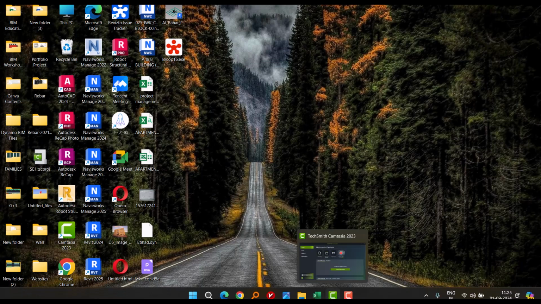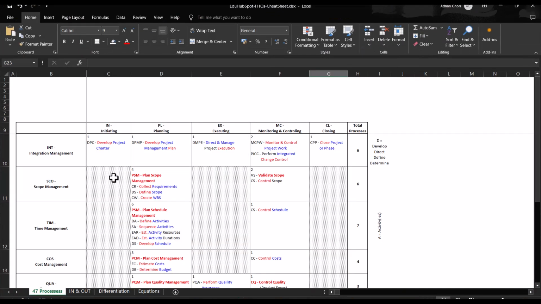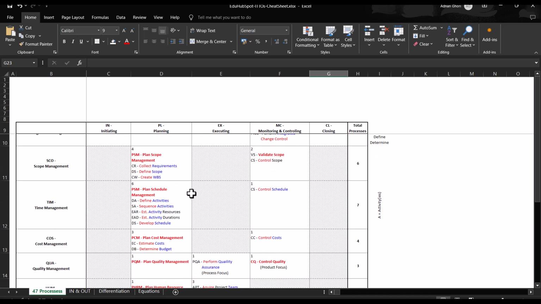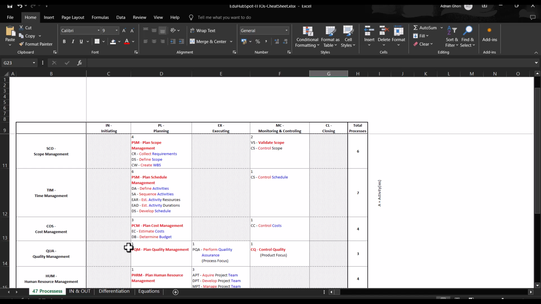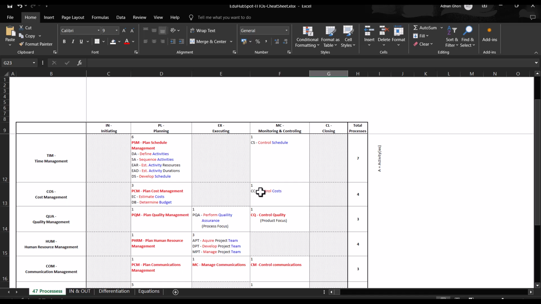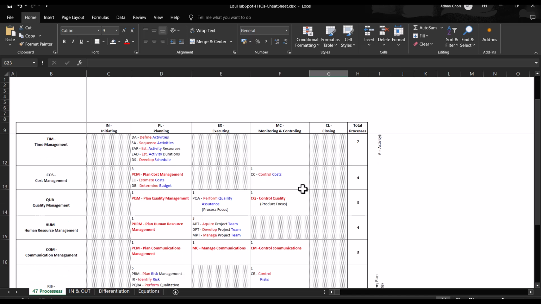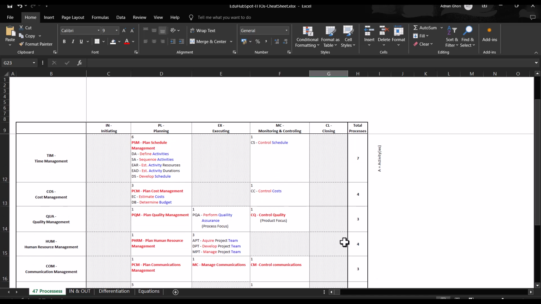Another way is actually some cheat codes. This is an Excel sheet over here. You can see different knowledge areas: integration management, scope, time, cost management, and which phases and what topics and processes are coming in. There are a total of 47 processes in the 5th edition, but in the 7th edition there might be 50 or 60. I really don't know, but you can check it later. Then you need to remember each and every process and the ITTOs. What is ITTOs? It's called inputs, tools, techniques, and outputs.